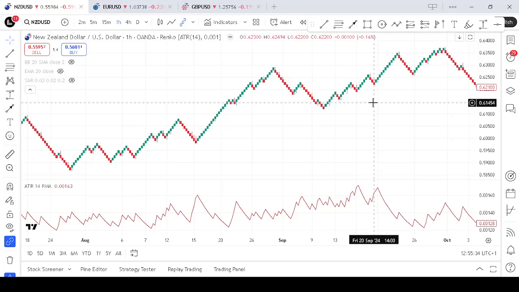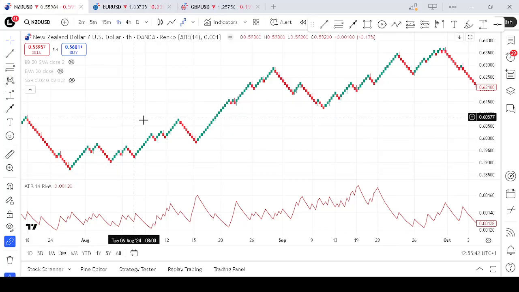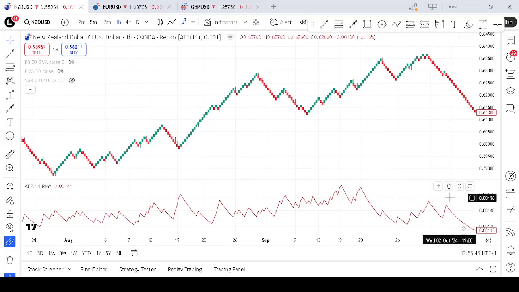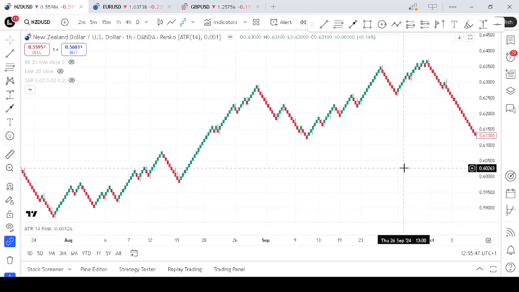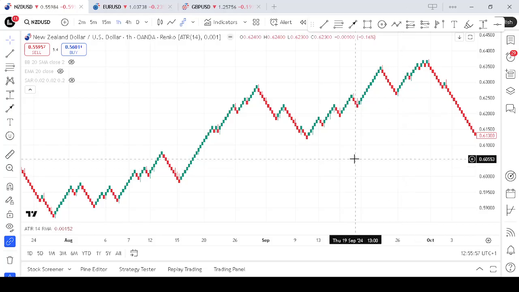In today's video, we are going to be talking about the Renko Breakout Strategy, a method that can help you filter out market noise and focus on clear price action. If you have been struggling with false signals or getting caught up in minor price fluctuations, this trading strategy could be the exact thing you need to improve your trading performance.